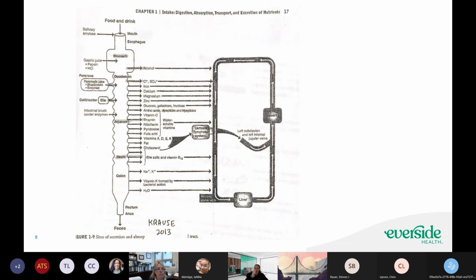This is how nutrients are absorbed along the digestive tract. Alcohol is absorbed in the mouth, esophagus, and stomach. You have all of these nutrients along the small intestine, which is where most nutrient absorption happens, and then some in the colon, like our electrolytes and our water. A lot of stuff does have to go to the liver to be processed before it goes to the heart and into the bloodstream.